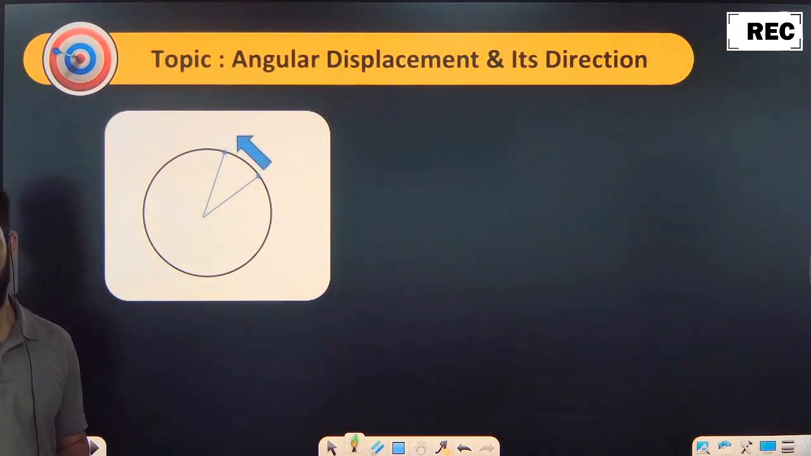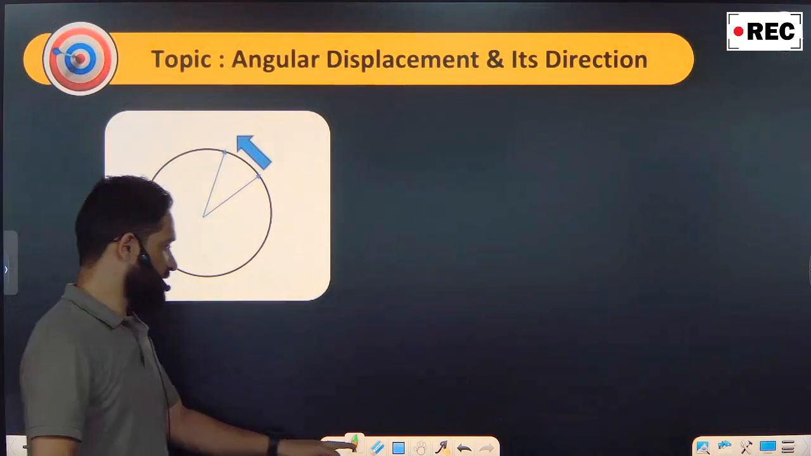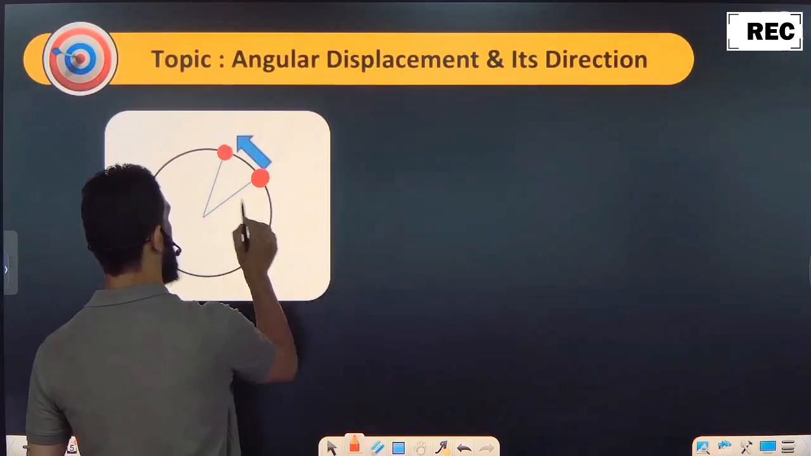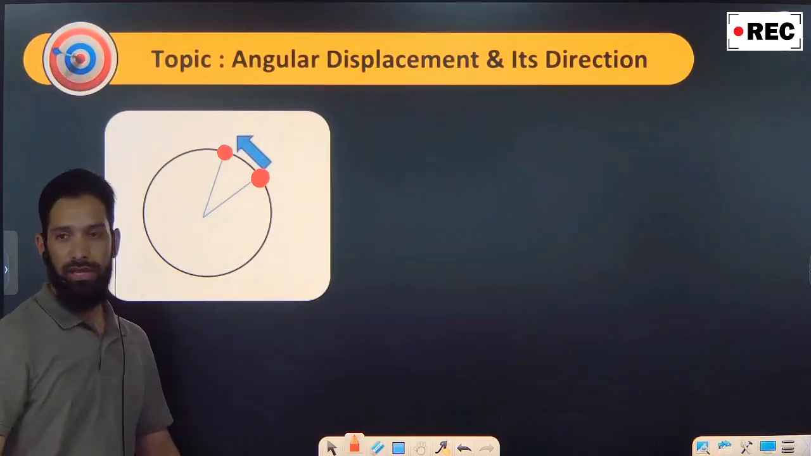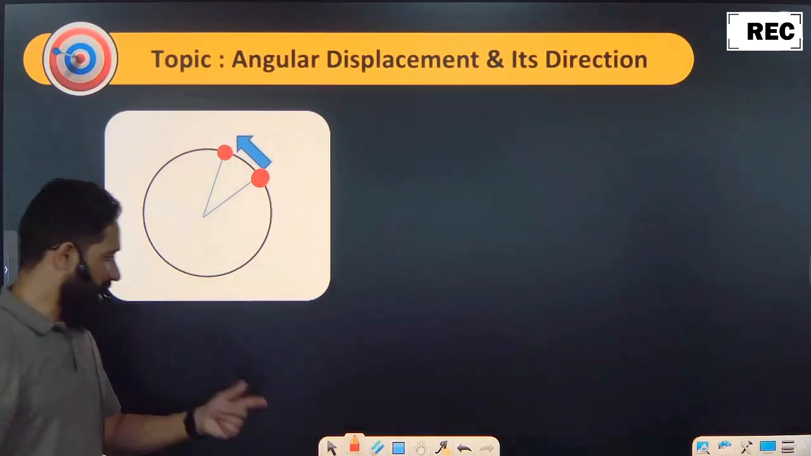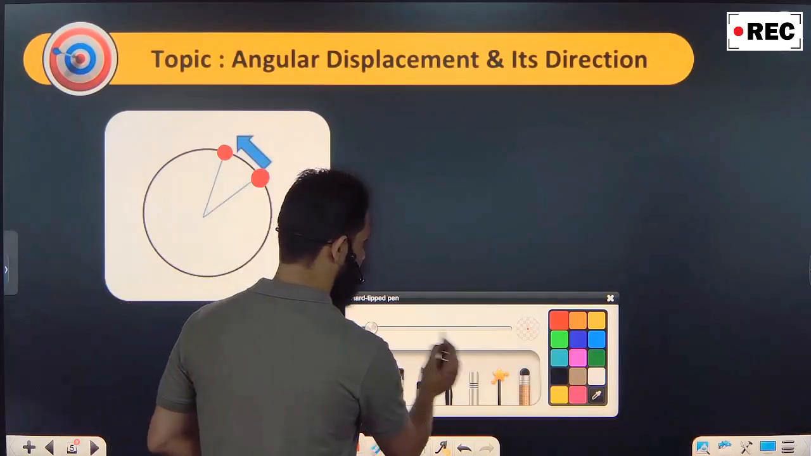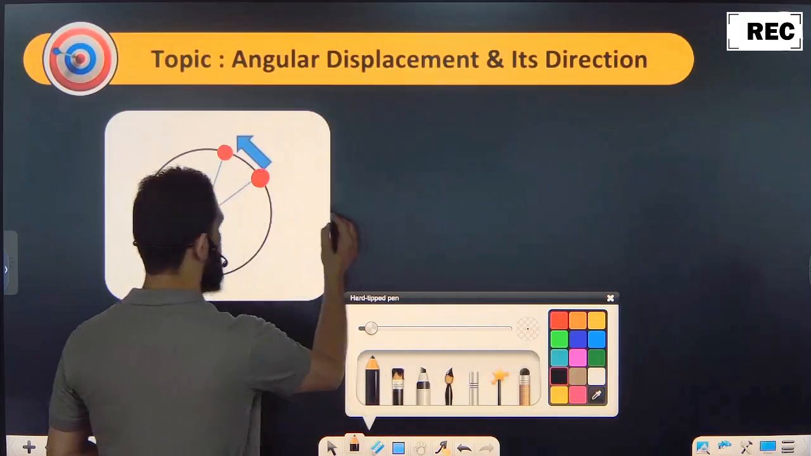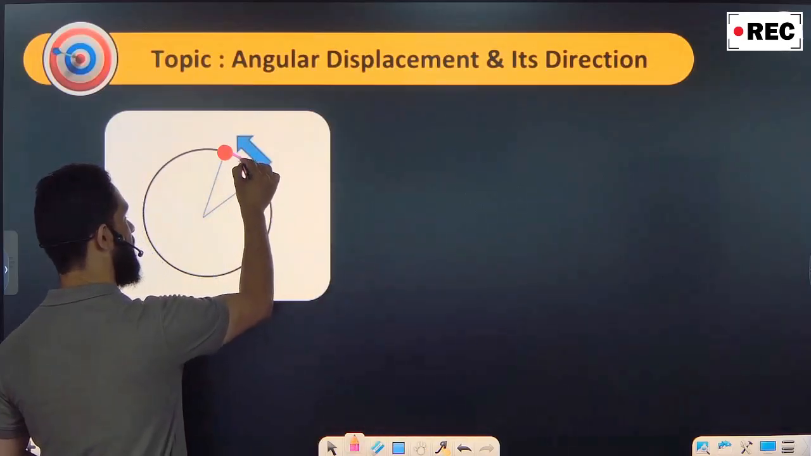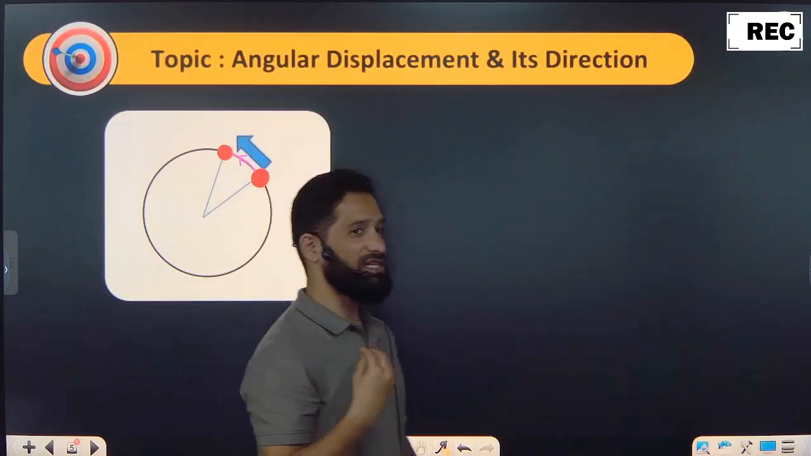So first of all, whenever there is a body moving in a circle, let's suppose this is a body, it's moving in a circle. Obviously, when it's moving in a circle, it will first of all be moving on a path which we call the circular path. Here the circular path means this. What is a circular path first of all? So for that we need to know what is a circle.